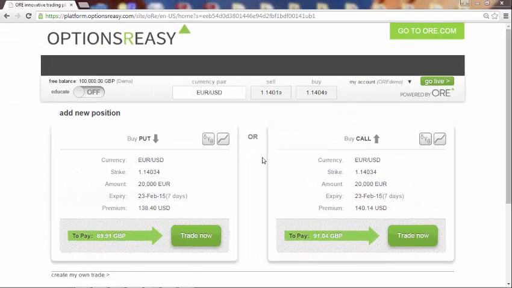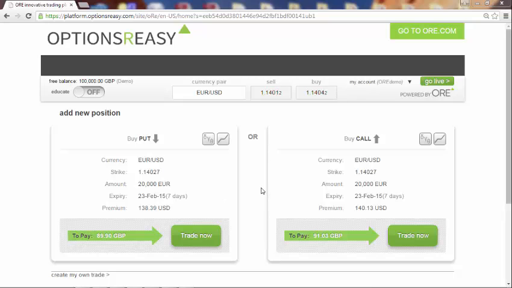Now, there are 2 types of options: a call and a put. A call on the right-hand side here is used to reserve a buy price in the market. Hence, you would buy a call if you expected the market to rise. And a put is used to reserve a sell price in the market. Hence, you would buy a put if you expected the market to fall.